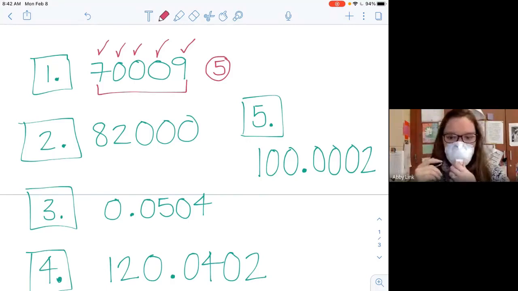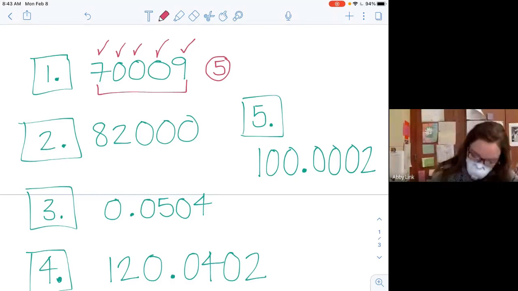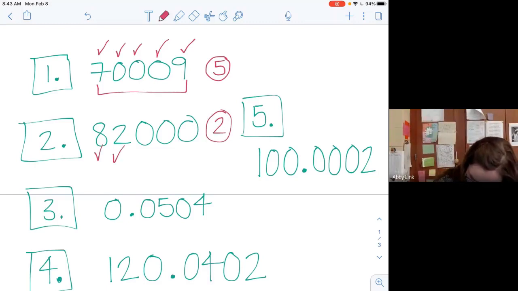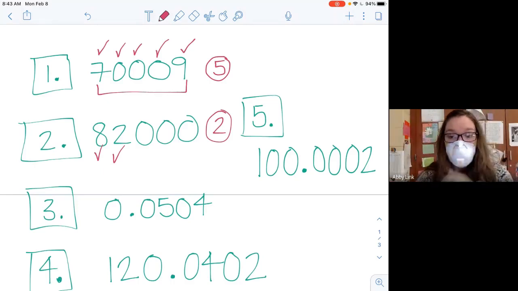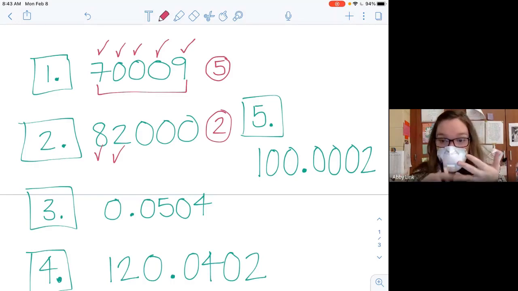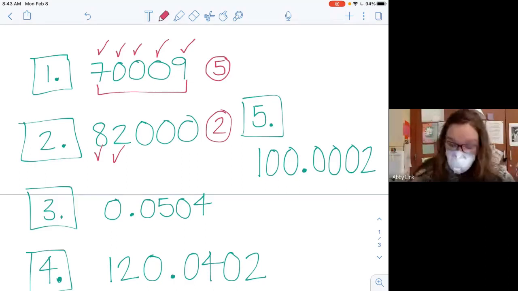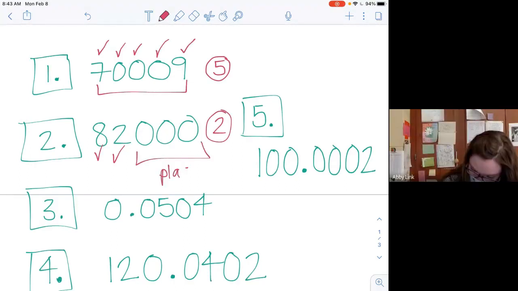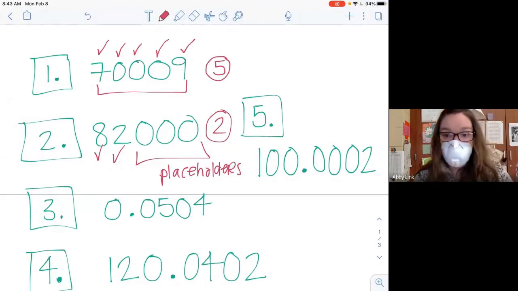What are you thinking here? 2. Excellent. Archie and a couple of my friends in the chat have said 2. All right, so let's prove it. Because I see a lot of zeros here. Well, I know 8 and 2 are definitely significant because they are non-zero digits. And then I'm looking at these 3 zeros. All right, so they're definitely not sandwiched. And they are not to the right of a decimal point. I don't see a decimal point in this number, okay? So that means that these zeros are placeholders, and therefore they are not significant, so we have 2 sig figs there.